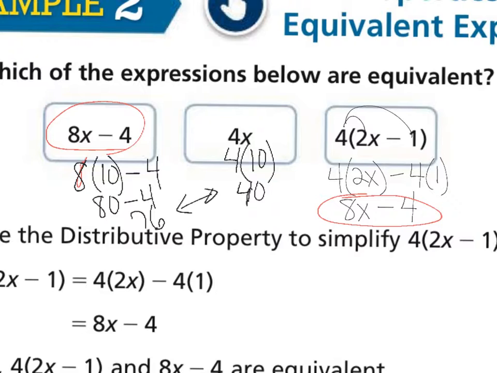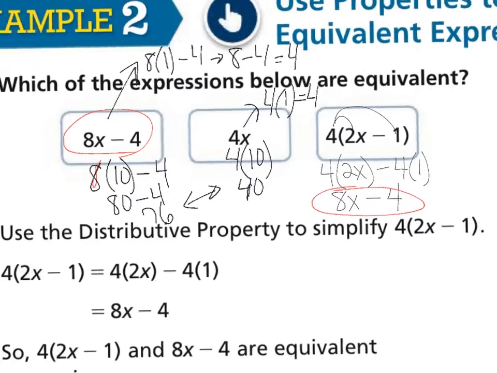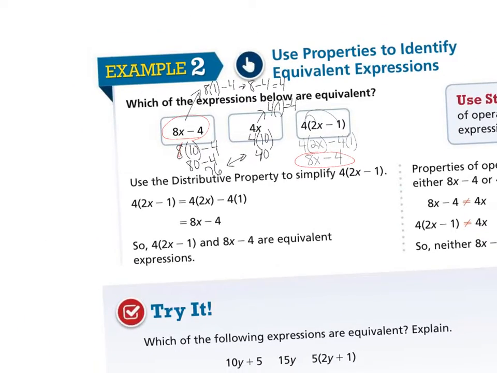If I put a 1 in place of the x on this first one, 8 times 1 would be 8, and then 8 minus 4 is 4. On this one, 4 times 1 would also be 4. Just because it can work does not make them equivalent. It has to work for every single number that I put in for them to be equivalent. So only the first and the last of those are equivalent to each other, like the book says.